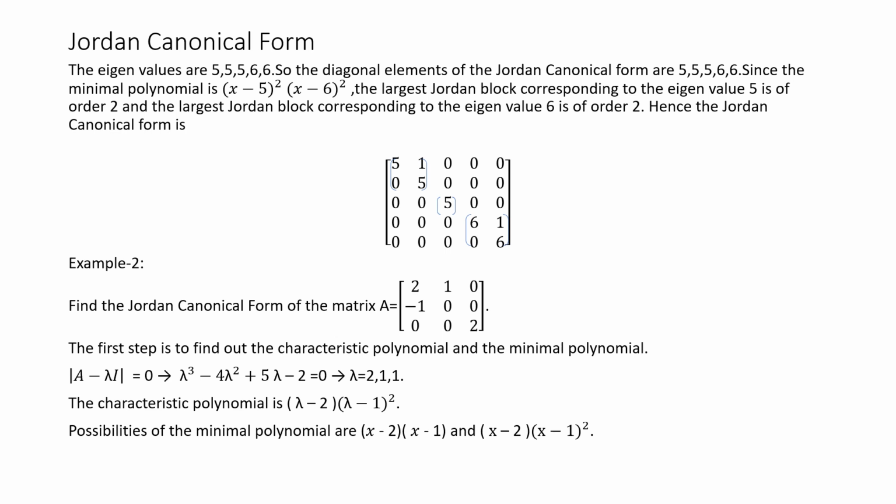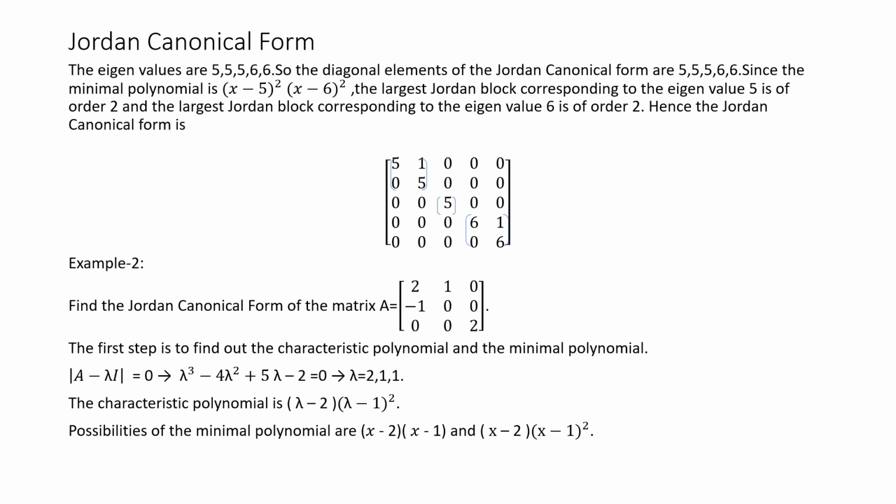Now another example. Find the Jordan canonical form of A equals first row 2, 1, 0, second row minus 1, 0, 0, third row 0, 0, 2. To write the Jordan canonical form, we need the characteristic polynomial as well as the minimal polynomial. So the characteristic equation is determinant of A minus lambda I equal to 0 and the characteristic polynomial is lambda cube minus 4 lambda square plus 5 lambda minus 2. The roots are 2, 1, 1. So the characteristic polynomial can be written as (lambda minus 2) into (lambda minus 1) the whole square.